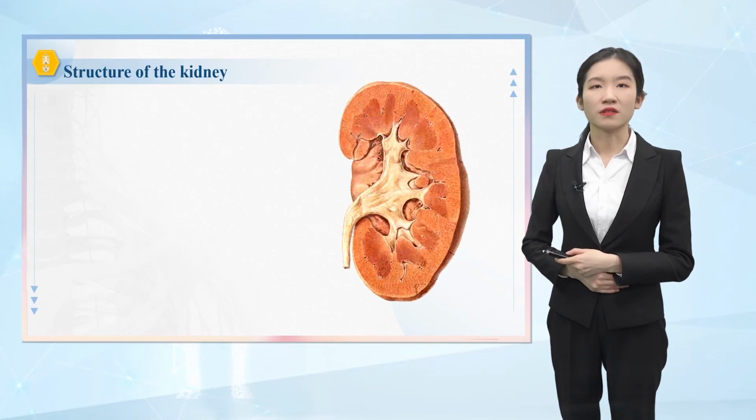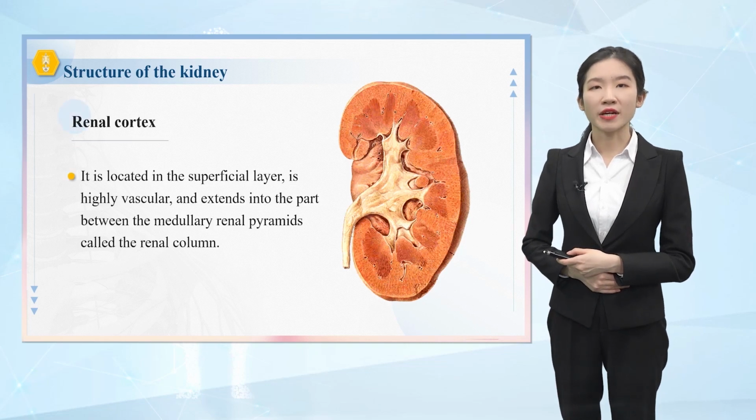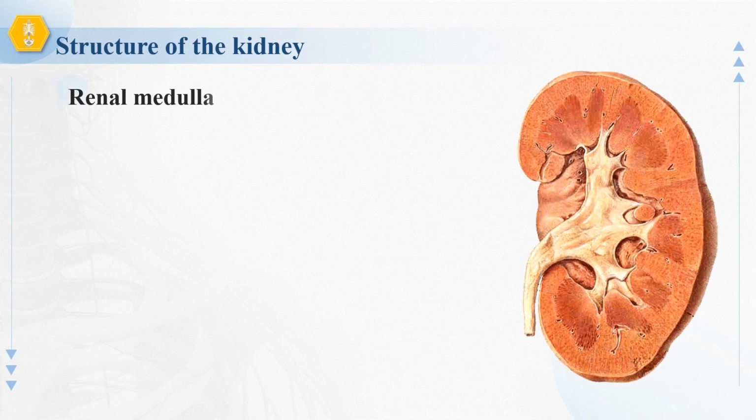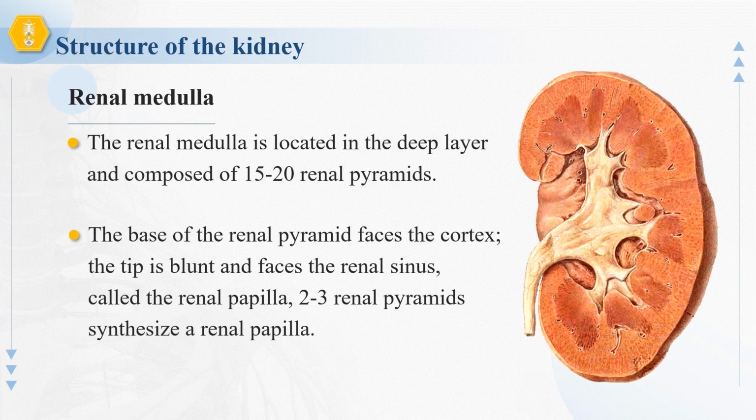First, let's talk about the renal cortex. It is located in the superficial layer, is highly vascular, and extends into the parts between the renal pyramids of the medulla, called the renal columns. Second, renal medulla. The renal medulla is located in the deep layer and is composed of 15 to 20 renal pyramids. The base of the renal pyramid faces the cortex. The tip is blunt and faces the renal sinus, called the renal papilla. 2 to 3 renal pyramids merge into one renal papilla.